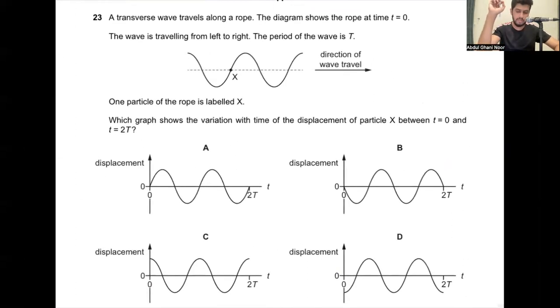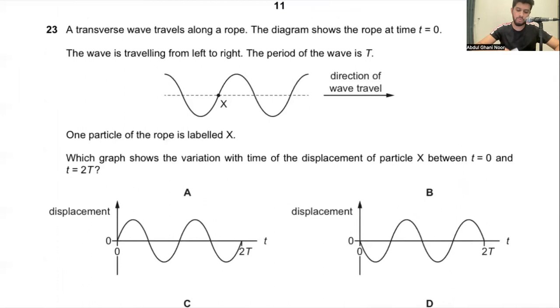Question number 23 says, now this is a confusing one because you need to visualize the wave traveling. Question number 23 says a transverse wave travels along a rope. The diagram shows the rope at t is equal to 0. The wave is traveling from left to right. The period of the wave is capital T. One particle of the rope is labeled x. Which graph shows the variation with time t of the displacement of the particle x between t is equal to 0 and t is equal to 2T?